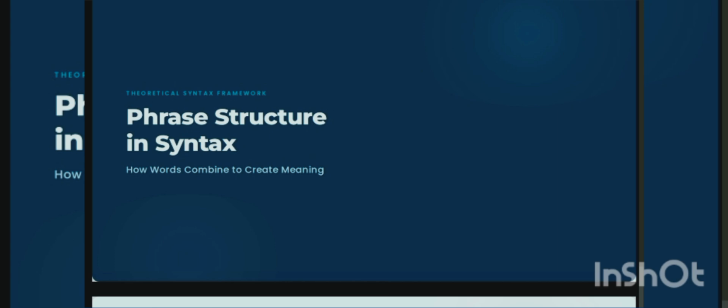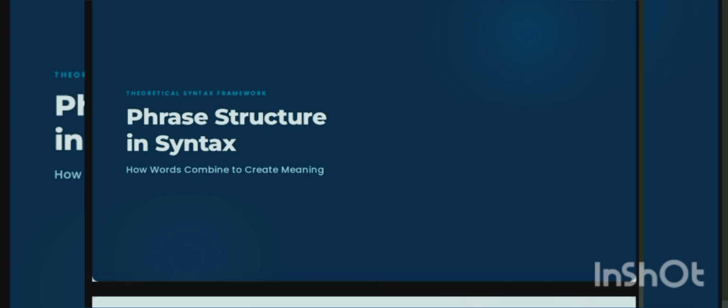So today we are going to discuss an important topic in syntax called phrase structure in syntax. This topic helps us understand how individual words combine to create meaningful units and eventually form complete sentences. Whenever we speak or write, we don't simply place random words together. Instead, words are organized into groups called phrases, and these phrases follow specific grammatical rules. Understanding phrase structure allows us to analyze sentence formation, identify grammatical relationships, and explain how meaning is created in language.